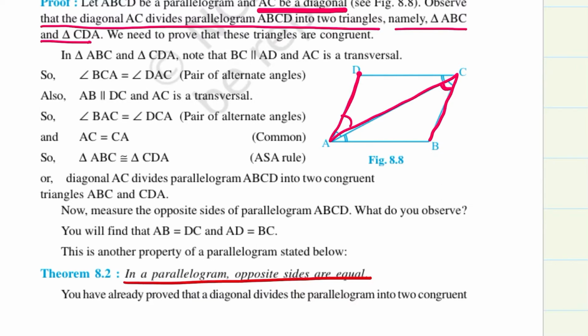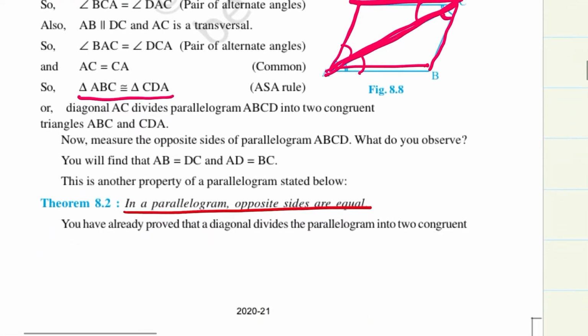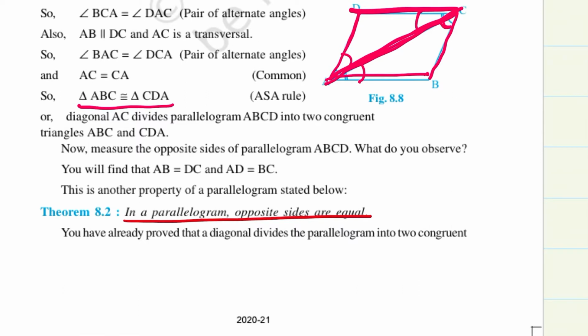Also AB is parallel to CD and AC is the transversal. So angle BAC and angle DCA, this is also a Z, that is an alternate angle again. Now AC is common. So by ASA congruency, triangle ABC is congruent to triangle CDA. Hence diagonal AC divides parallelogram ABCD into two congruent triangles, triangle ABC and triangle CDA.